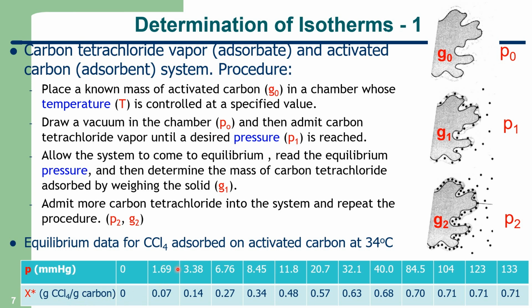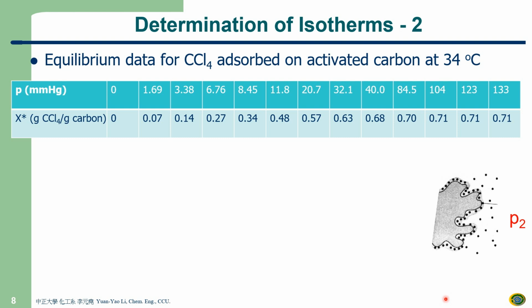Okay, so with the increase of the pressure, more carbon tetrachloride will be absorbed on the surface. And you might say, "Well, Professor, something is wrong because this is 0.71, 0.71, 0.71." So that means what? No matter how much pressure you increase, this is the maximum.